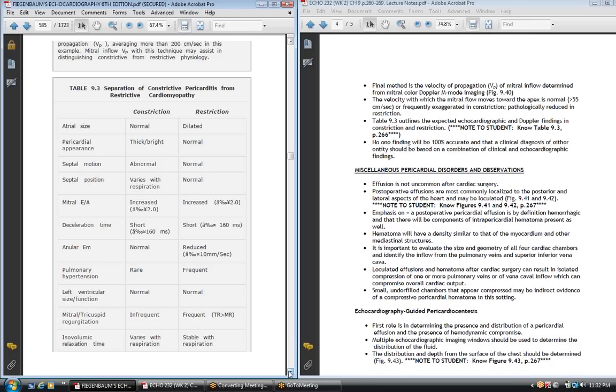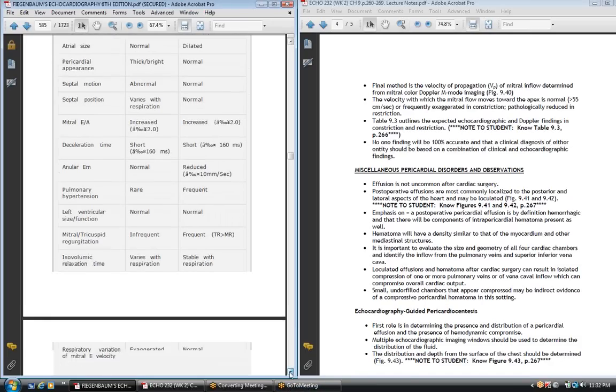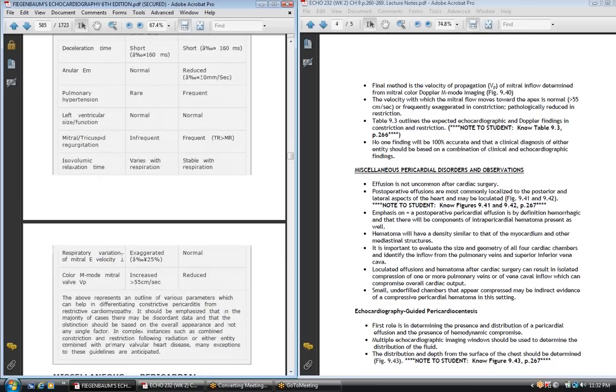Isovolumic relaxation time varies with respiration in constriction and is stable with respiration in restriction. Respiratory variation of the mitral E, mitral inflow, is exaggerated with constriction but normal with restriction. Color M-mode mitral valve velocity is increased with constriction and reduced with restriction. No single finding will be 100% accurate, and a clinical diagnosis of either entity should be based on a combination of clinical and echo findings.